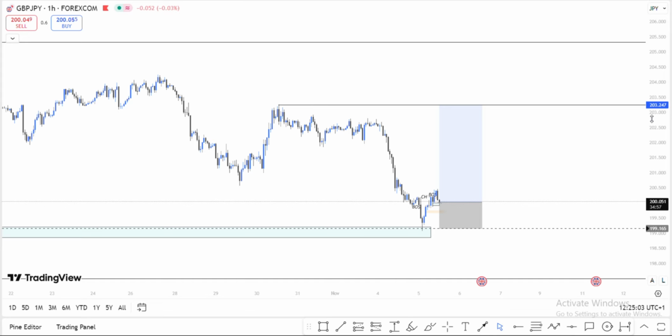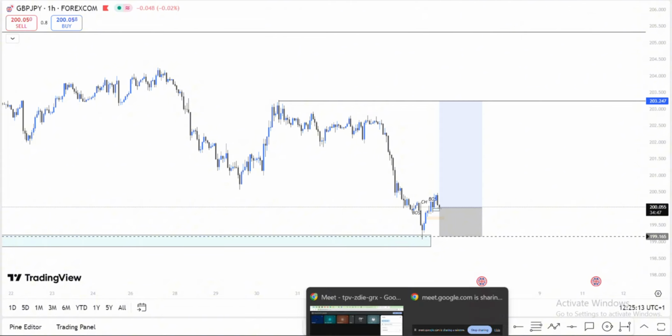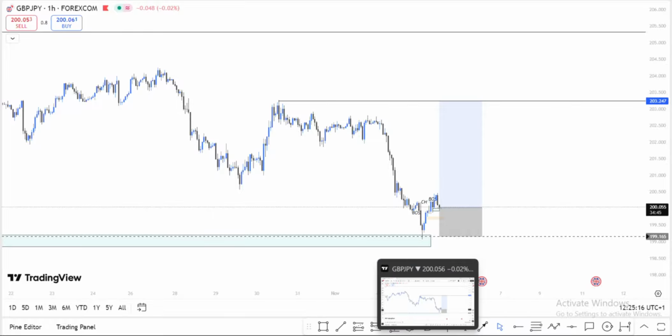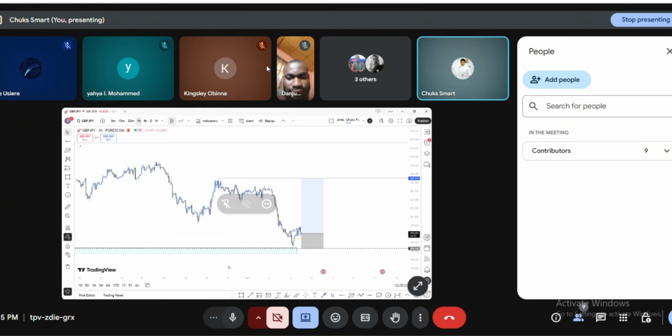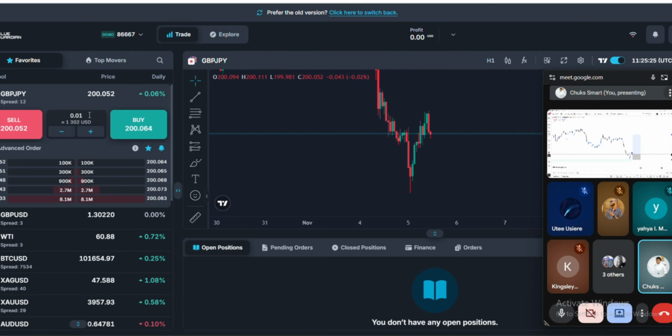Which is 203.247. That's where my TP is. So I already dropped the screenshots on the group. I'm already in. So let's see how it goes, guys.